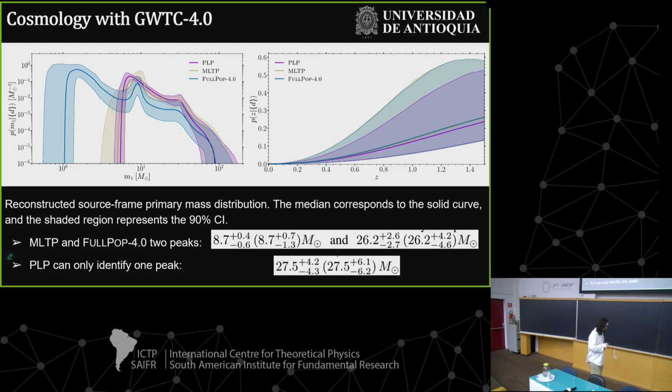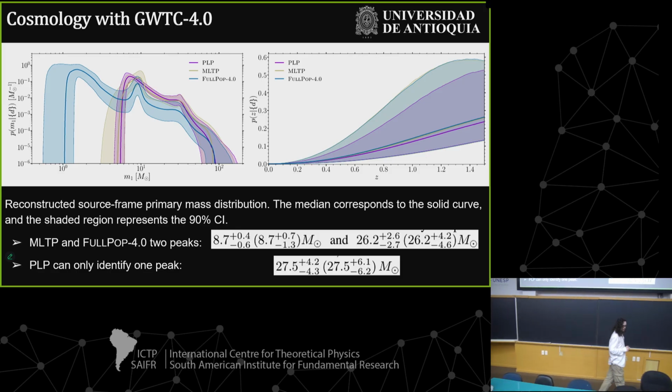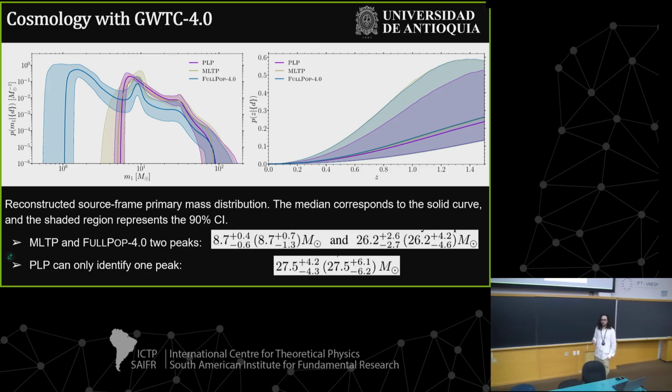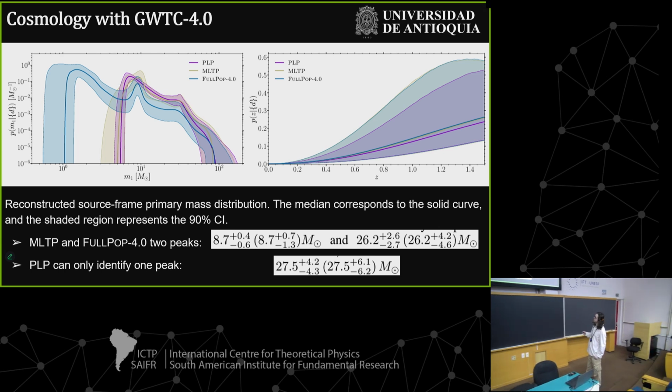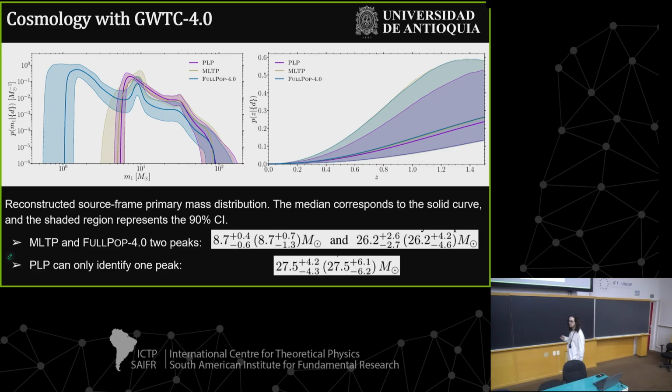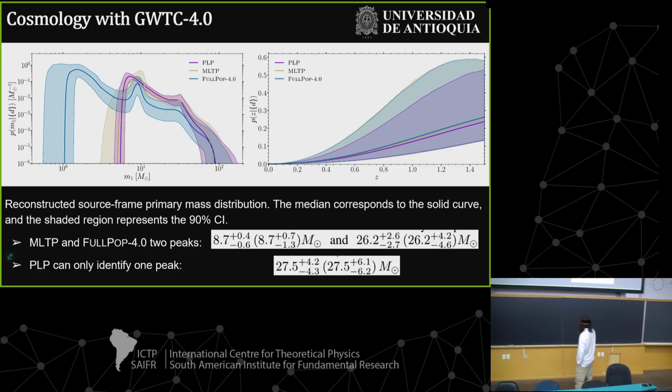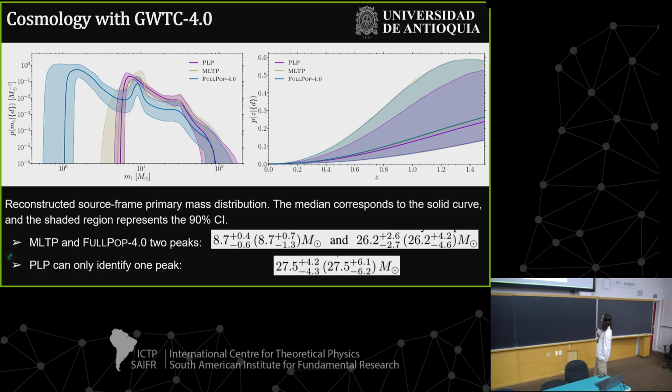So with the multi-peak and full pop models, there are 2 peaks around these values. The difference between the two quoted results here is because this is around 68% confidence level, and this is 98% confidence level. If I'm not wrong, it's around that confidence. The peaks are located at these 8 solar masses and 26 solar masses.